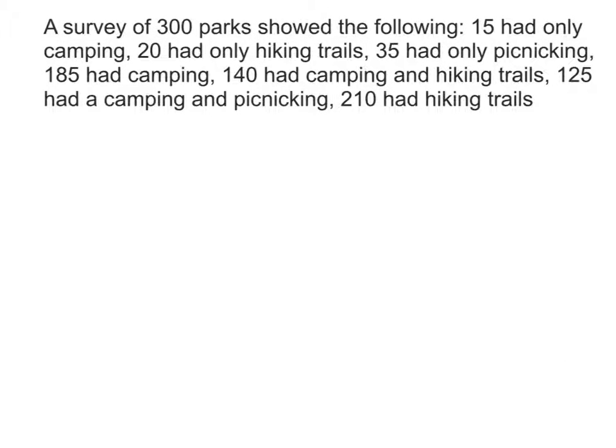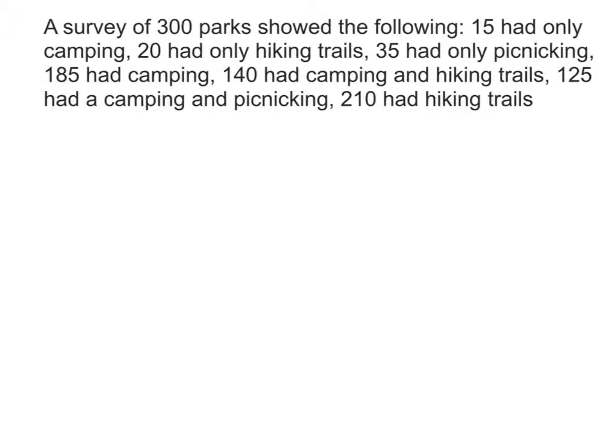If we look at the description, it says, a survey of 300 parks showed the following. 15 had only camping, 20 had only hiking trails, 35 had only picnicking, 185 had camping, 140 had camping and hiking, 125 had camping and picnicking, and 210 had hiking. Okay, so this is actually a pretty tough one because they did not describe the region in which all 3 events happen, and so that makes it a little tougher to complete the problem. But you always want to start by developing a Venn diagram.